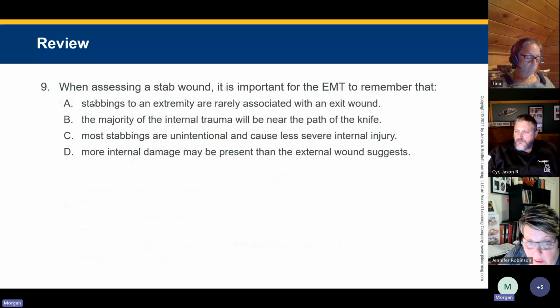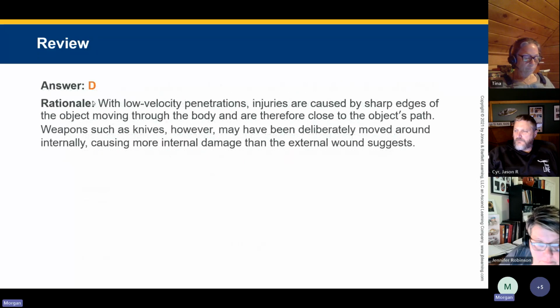When assessing a stab wound, it is important for an EMT to remember that A, stabbings to an extremity are rarely associated with an exit wound. B, the majority of internal trauma will be near the path of the knife. C, most stabbings are unintentional and cause less severe internal injury. D, more internal damage may be present than the external wound suggests. D. D, yep.